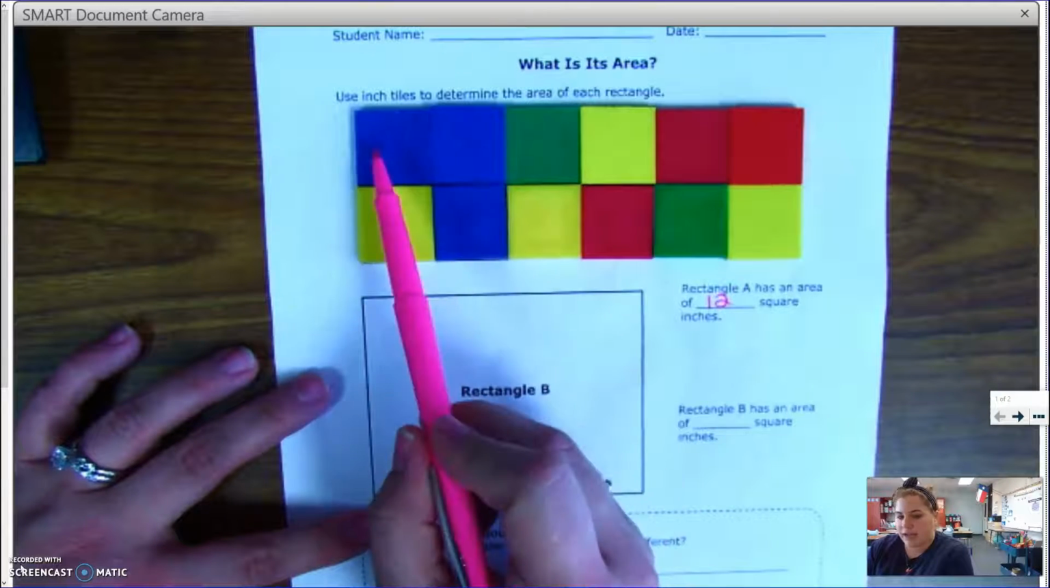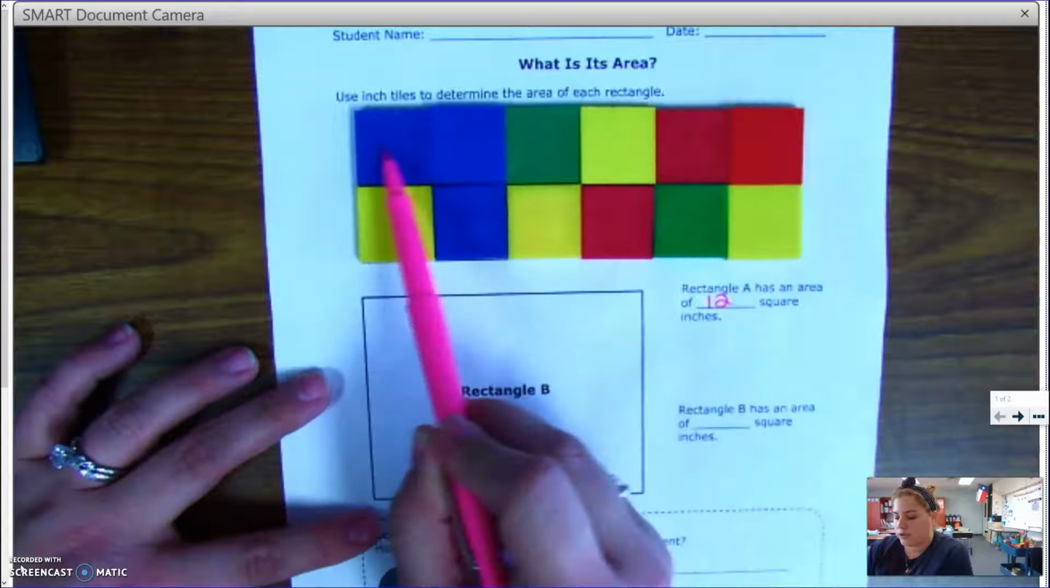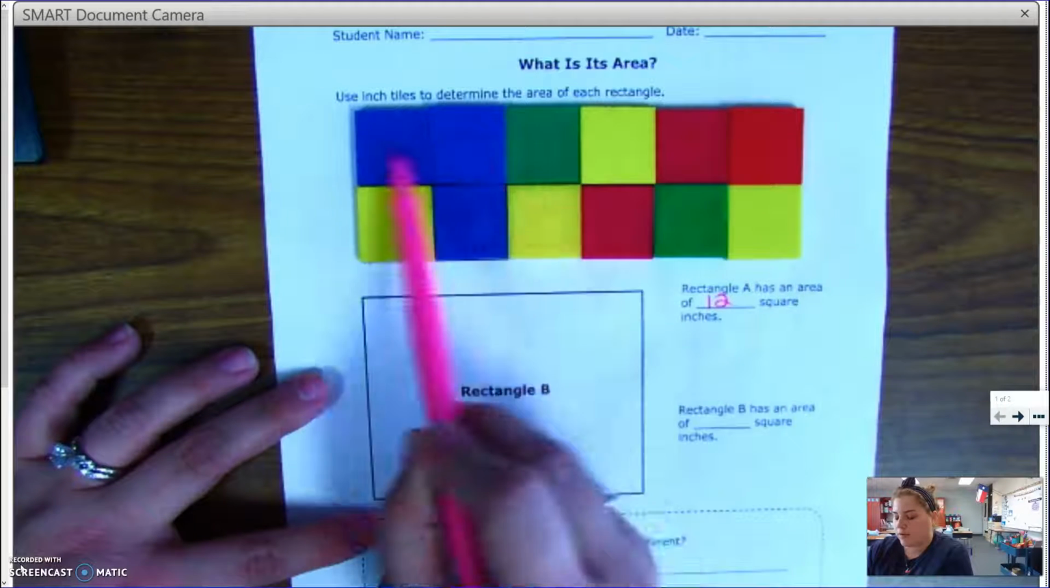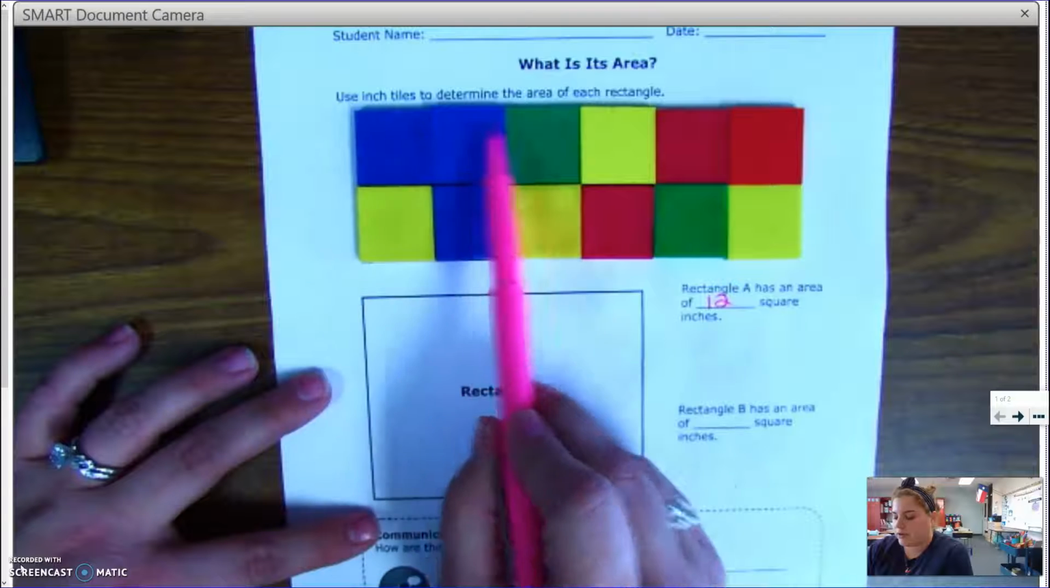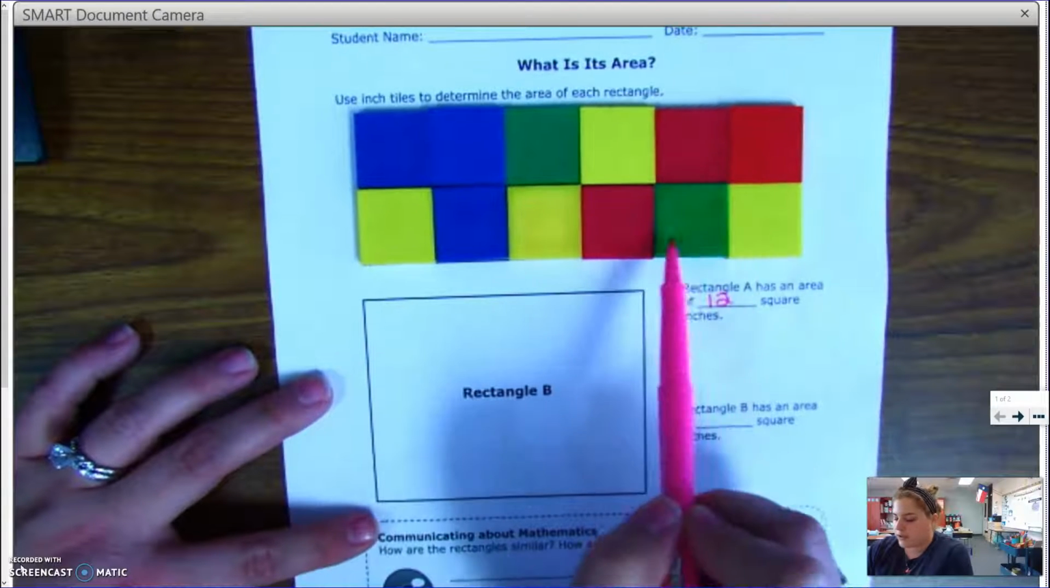I can also count across. So rows are horizontal, and I can say 1, 2, 3, 4, 5, 6. I know 6 is a double for 12.